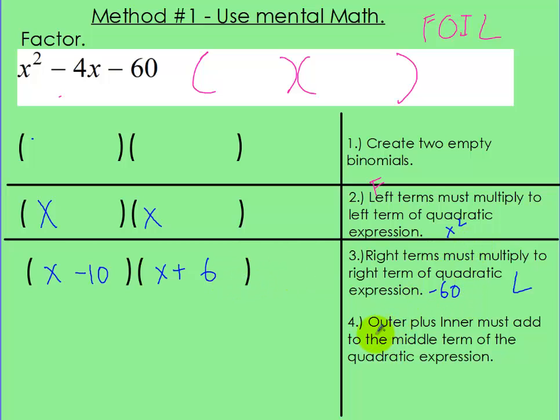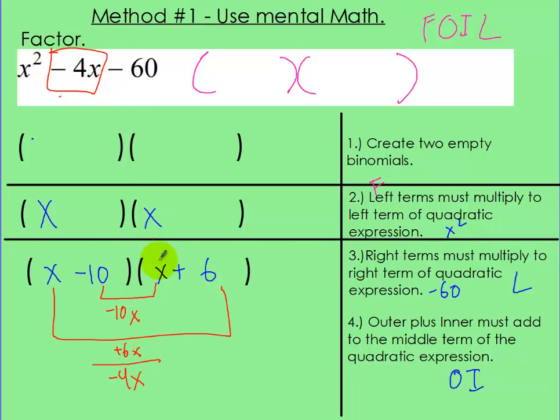Now, the last step: the outer plus the inner must add to the middle term of the quadratic expression. So this is like the O and I in FOIL, the outer and the inner. The inner, negative 10 times x, is negative 10x. And the outer, x times 6, is positive 6x. If you add those up, negative 10 plus 6 adds up to negative 4x. That does match the middle term of the quadratic expression. Because that matches, I know my factored form is right. So it's x minus 10 times x plus 6, and that's the factored form.